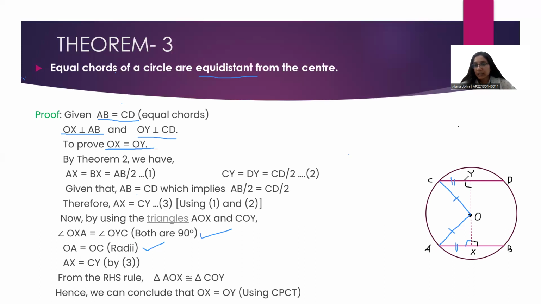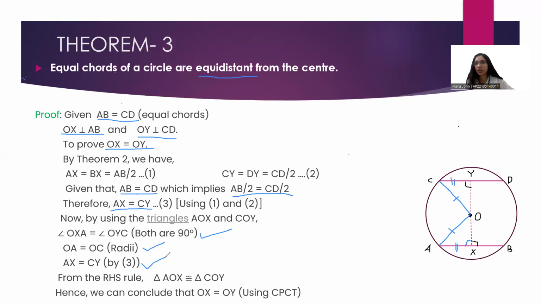So what we can say, this CY portion will be equal to AX portion. It is given here, AX equal to BX, it is nothing but half of the chord AB. Similarly, CY is also half of the chord CD. But we know that the chords AB and CD are equal. Therefore, if we are taking their half, it will also be equal. So AX is equal to CY, which means that these two sides of the triangle are equal. That can be taken as the third condition.